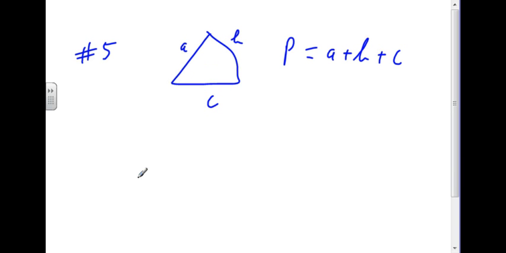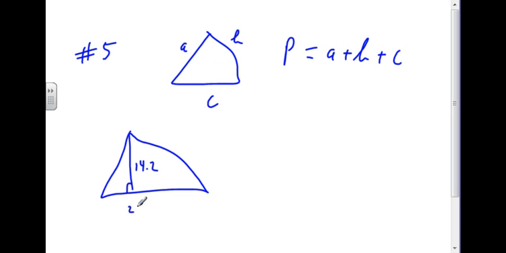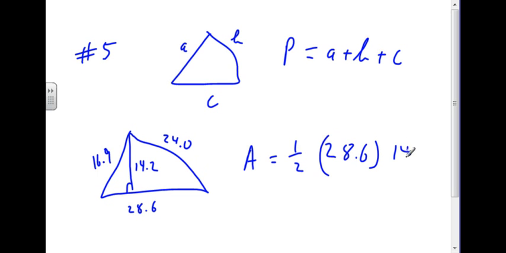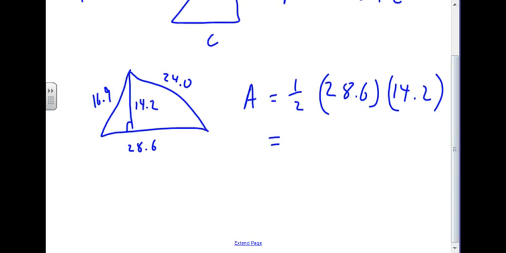Okay, so I got a triangle, or either that or I have two triangles. 14.2, 28.6, 16.9, 24.0. All right, and we want to find A, the area. Okay, so the area is 1/2 the base times the height. And we'll put that on our calculator later. And then we also want to find the perimeter.